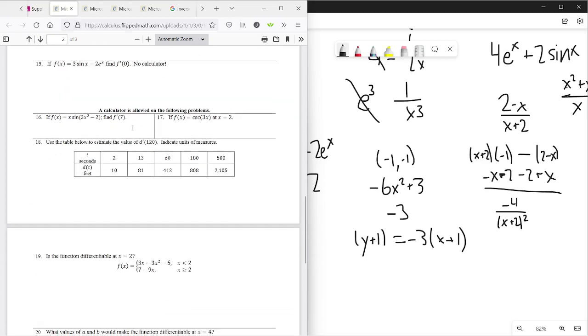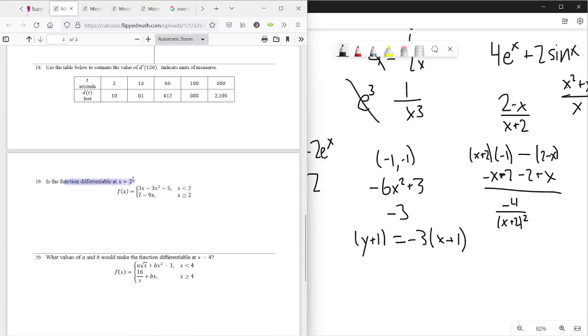So that's simple enough. Is the function differentiable? If the function is differentiable, it has to be continuous, and it has to have the same slope on either side. So if we plug in 2 here, 6 minus 12 minus 5, that's -11. And 7 minus 18, also -11. The slope of this is -9. You can see that just by using a quick power rule. Then this is going to be 3 minus 6x, which is also -9. So the function is differentiable.